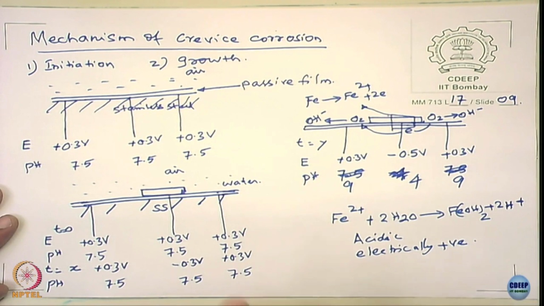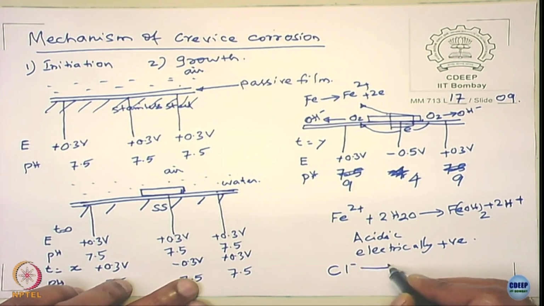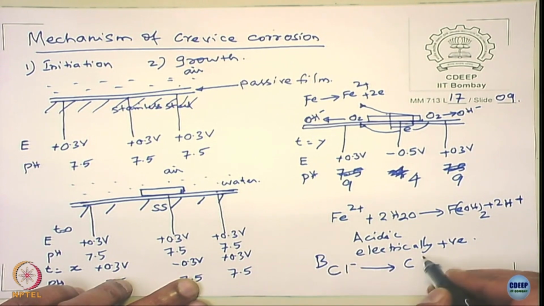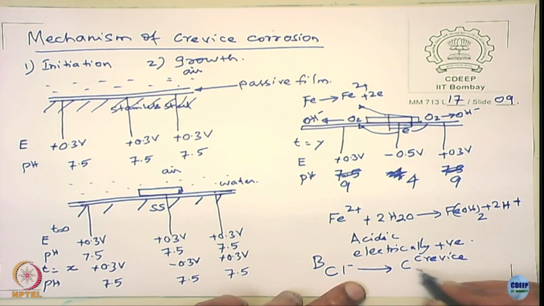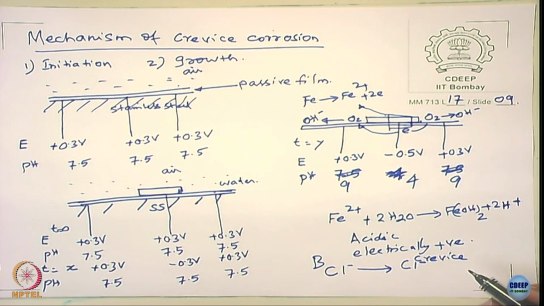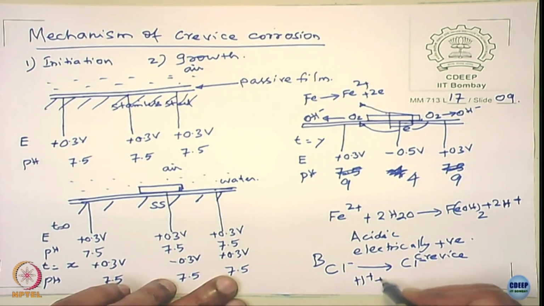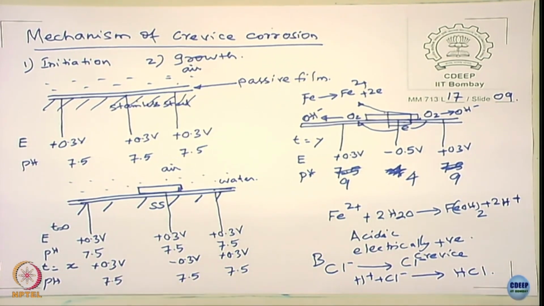Please notice what is happening, that it is electrically positive. So in order to neutralize this location, what will happen? The negative ions from the surrounding areas, like chloride, will migrate from the bulk to the crevice. So what happens now? Then H plus and Cl minus can form hydrochloric acid. Agreed? Understood?